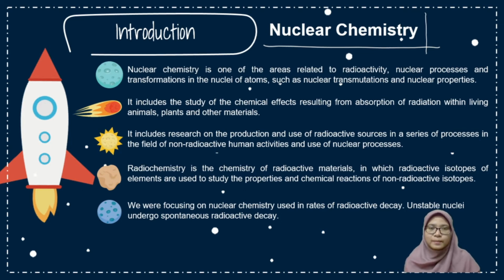Radiochemistry is one of the main areas of nuclear chemistry, which means the chemistry of radioactive materials in which radioactive isotopes of elements are used to study the properties and chemical reactions of non-radioactive isotopes. We were focusing on nuclear chemistry used in rates of radioactive decay. Unstable nuclei undergo spontaneous radioactive decay. As we know, the most common types of radioactivity are alpha decay, beta decay, gamma emission, positron emission, and electron capture.